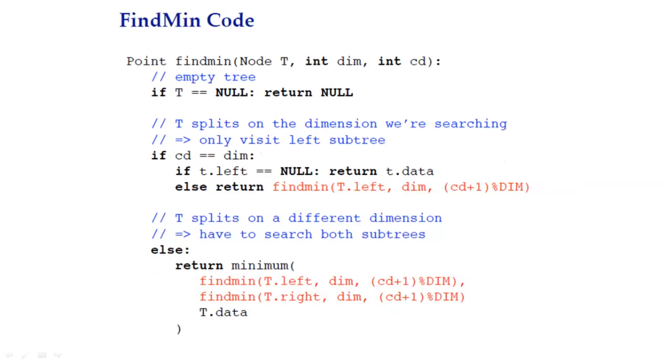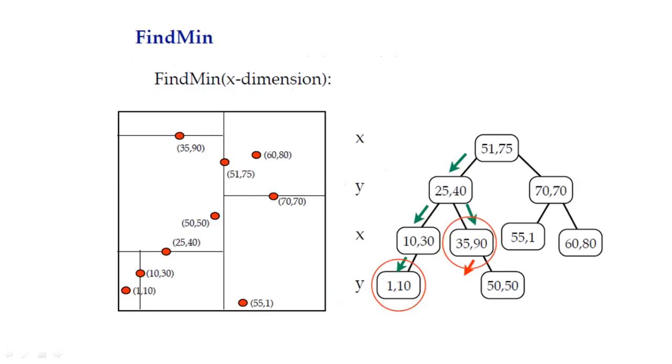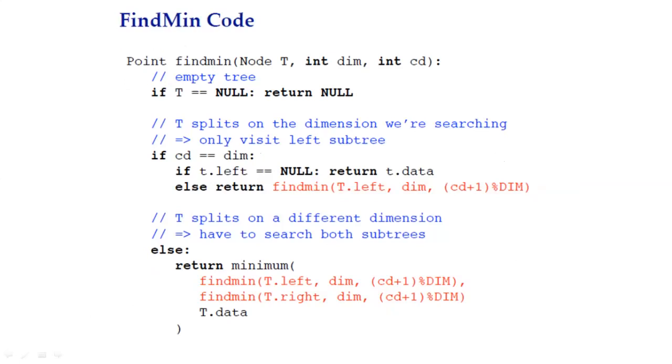One more thing, if the cut dimension matches with the current dimension, like here x matches with x, but there is no left child, then in this case this particular node will be considered as minimum. If the left is null, then we simply return that node.